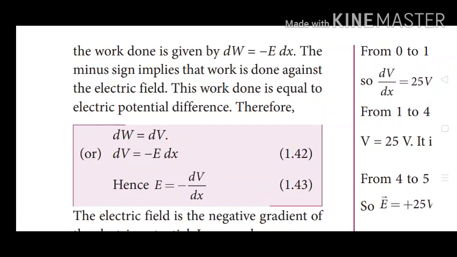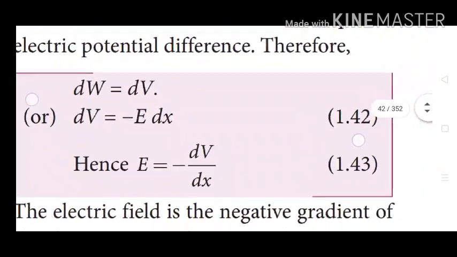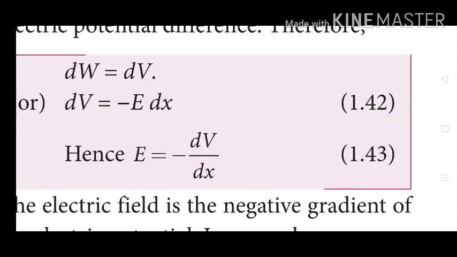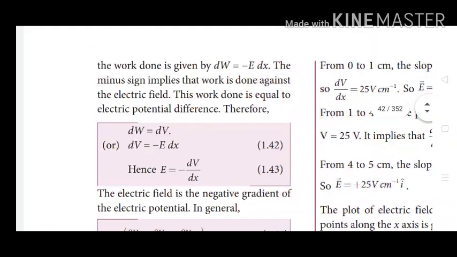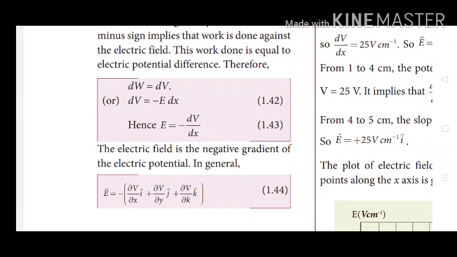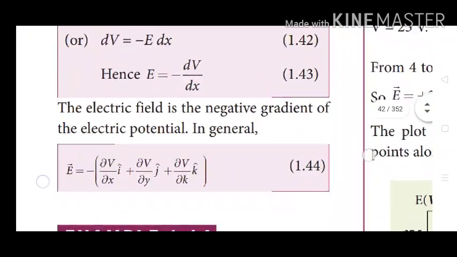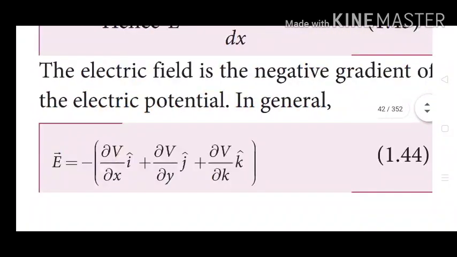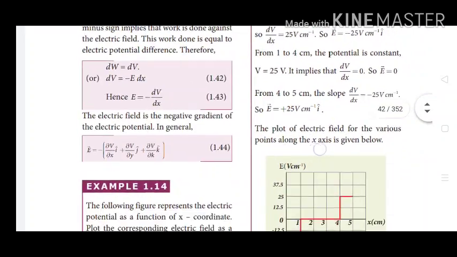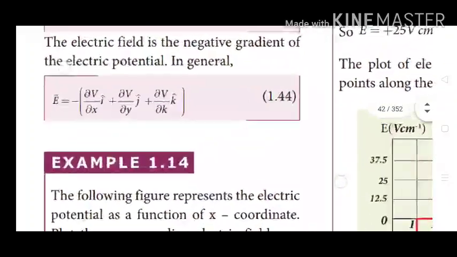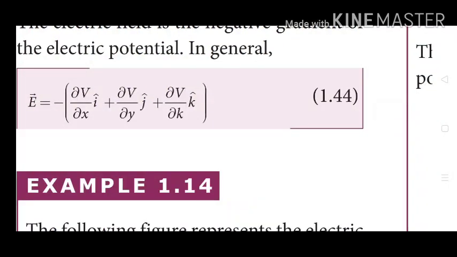This work done is equal to the electric potential difference. Therefore, dW is equal to dV, so dV is equal to minus E into dx. So the electric field E is equal to minus dV by dx. It is simply that the electric field is the negative gradient of the electric potential. In general, mathematically, the E vector is equal to minus (∂V/∂x i cap plus ∂V/∂y j cap plus ∂V/∂z k cap). So this is the general formula relating field and potential. Children, solve this example problem 1.14.